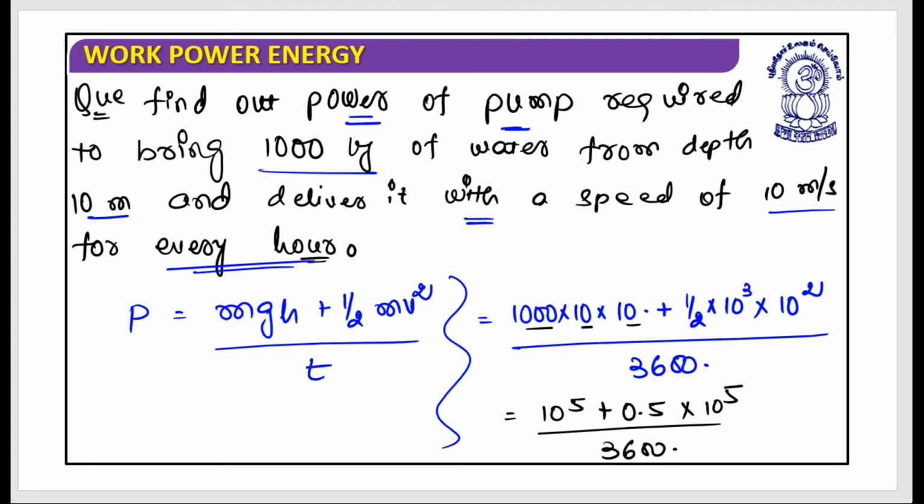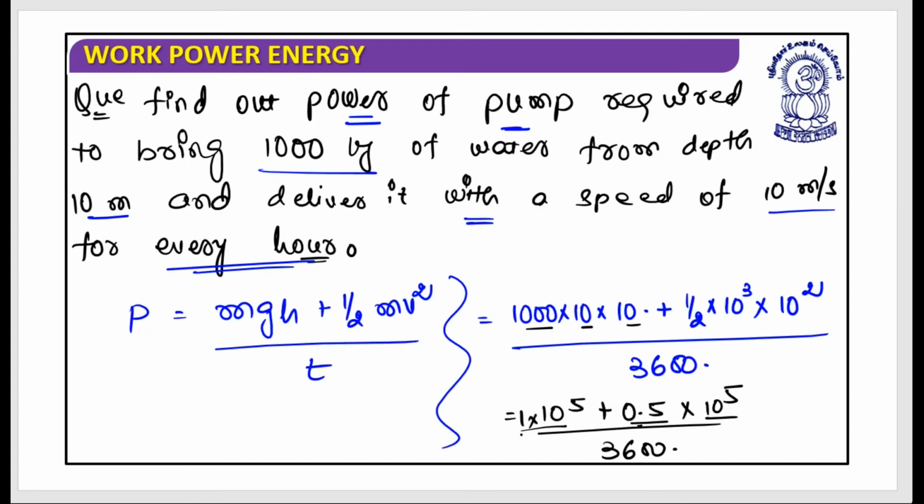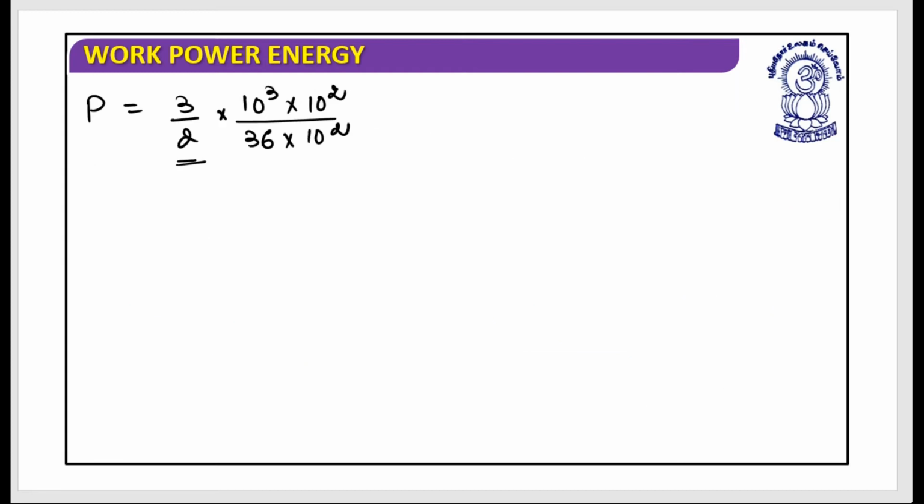Yes, I have done the same thing. This is 1 into 10 to the power 5, this is 0.5 into 10 to the power 5. So this is 1, this is 1 by 2, which I have written over here as 3 by 2. Here it was 10 to the power 5, it's 10 to the power 2, it's 3600. So I have just divided this into 36 into 10 to the power 2, so that this could be cancelled out. This is 3, this is 36, so it's 12.